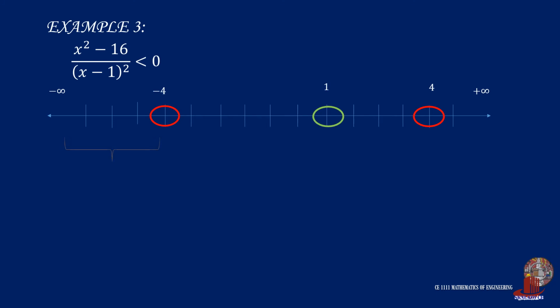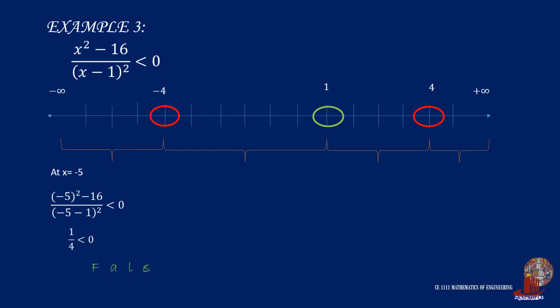Having 3 markers, we generate 4 ranges. The first one of which is from -infinity to -4. Taking x as -5, we get the inequality 1/4 is less than 0, which isn't true. The second range limits the x value between -4 and +1. Say we take 0. Plug this in the inequality to have -16 is less than 0, a true statement.